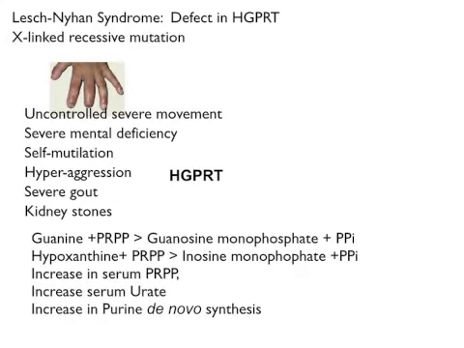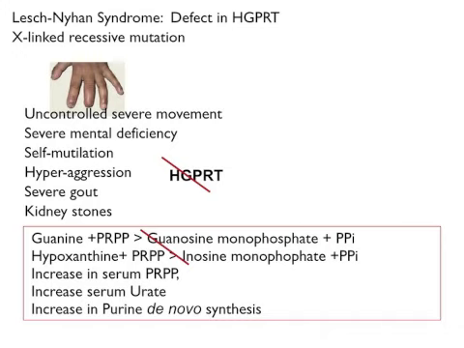Now, a defect in HGPRT leads to Lesch-Nyhan syndrome, and this is a pretty profound syndrome. It arises through X-linked recessive mutation. Individuals that have this have differing degrees of problems. Lesch-Nyhan syndrome leads to uncontrolled severe movement, also referred to as spasticity, severe mental deficiency, in some cases self-mutilation, including biting the fingers off or biting the lips or tongue, severe hyperaggression, and severe gout, and also kidney stones.